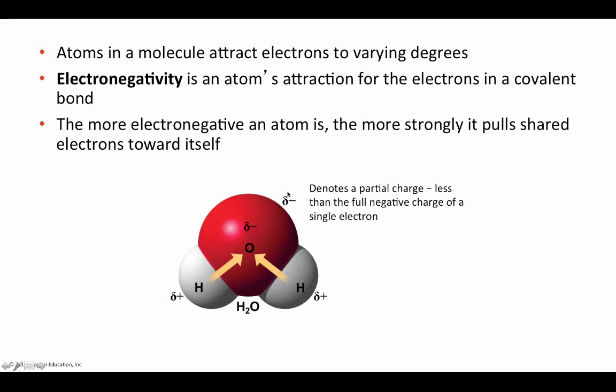So this Greek letter delta denotes this partial negative. So it's less than the full negative charge of a single electron because it's still being shared, but the oxygen's getting a little bit more of that negative charge from the electron. And similarly, on the hydrogen side, we would refer to a partial positive charge on the hydrogen, which would be less than the full positive charge of a single proton.